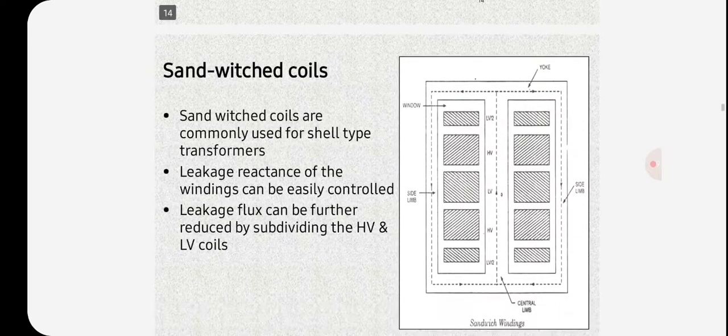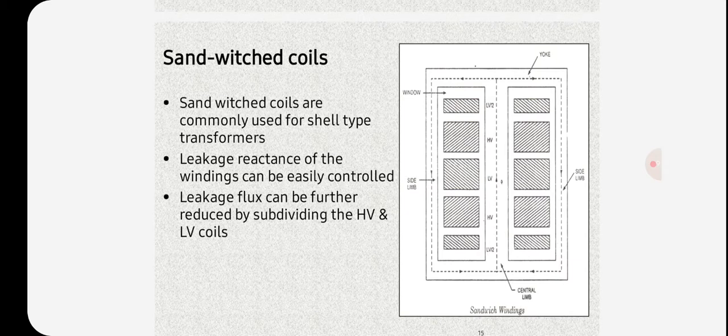Next we go for sandwich winding. Sandwiched coils are commonly used for shell type transformers. So leakage reactance of the winding can be easily controlled. Leakage flux can be further reduced by subdividing the HV and LV coils. Sandwich winding.